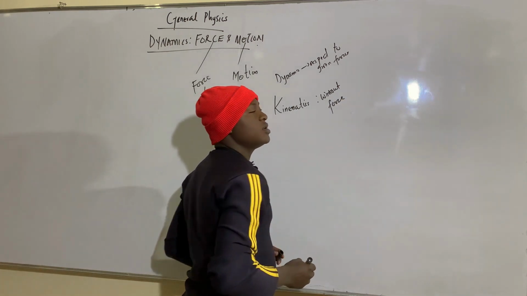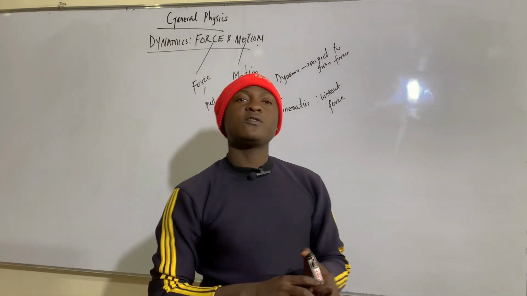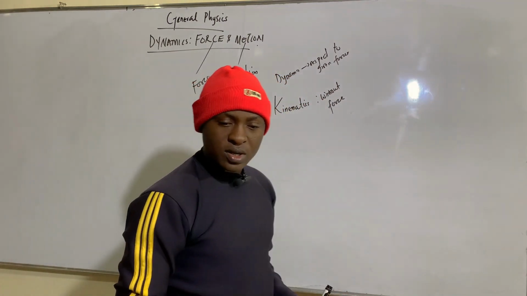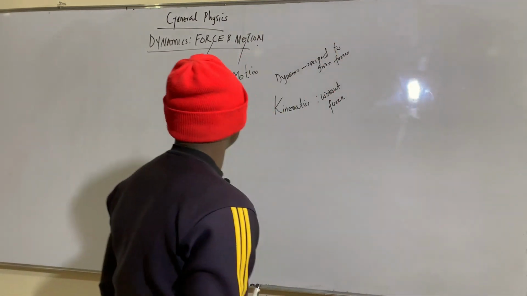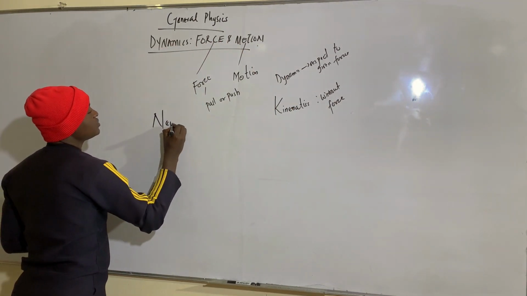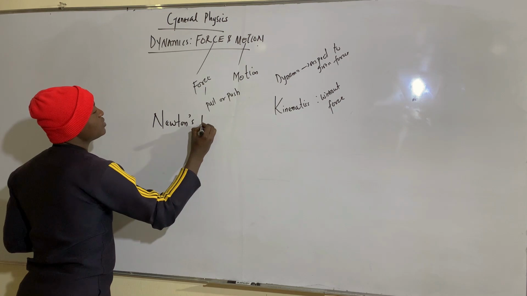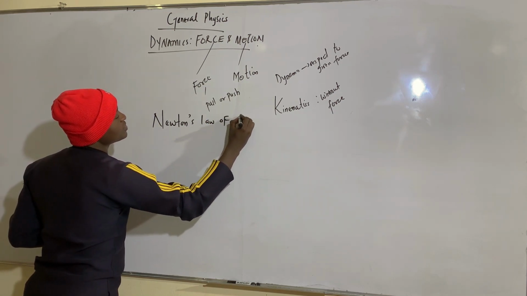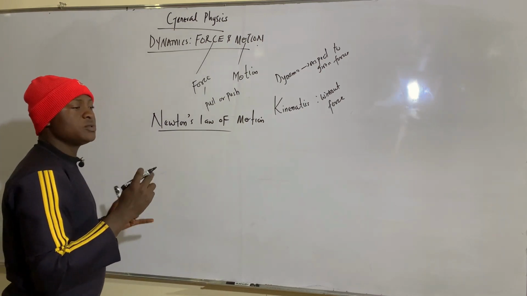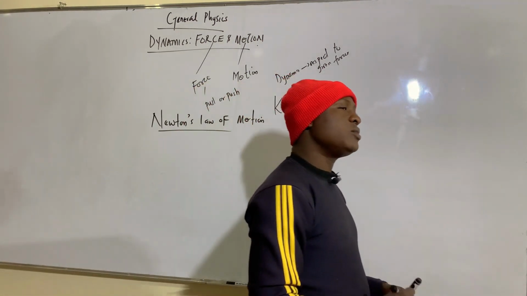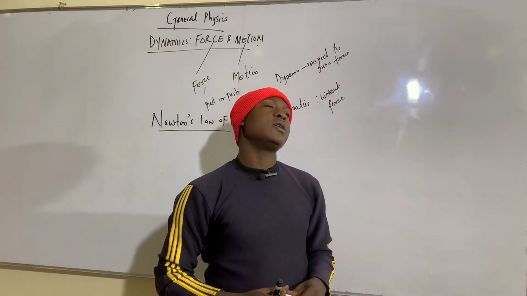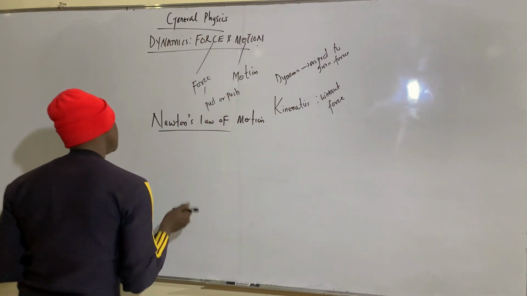Here we'll be talking about the concept of motion, Newton's laws of motion, and how we are going to make use of them one after the other. In physics, Newton's laws of motion are three. We have Newton's first law of motion, Newton's second law of motion as well, and Newton's third law of motion. Starting with the first law, Newton's first law of motion.